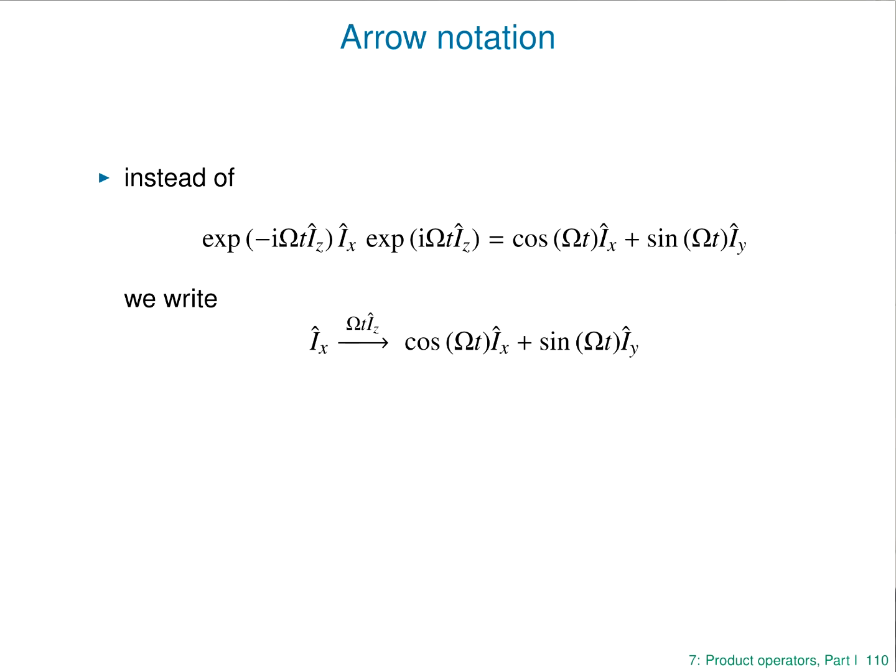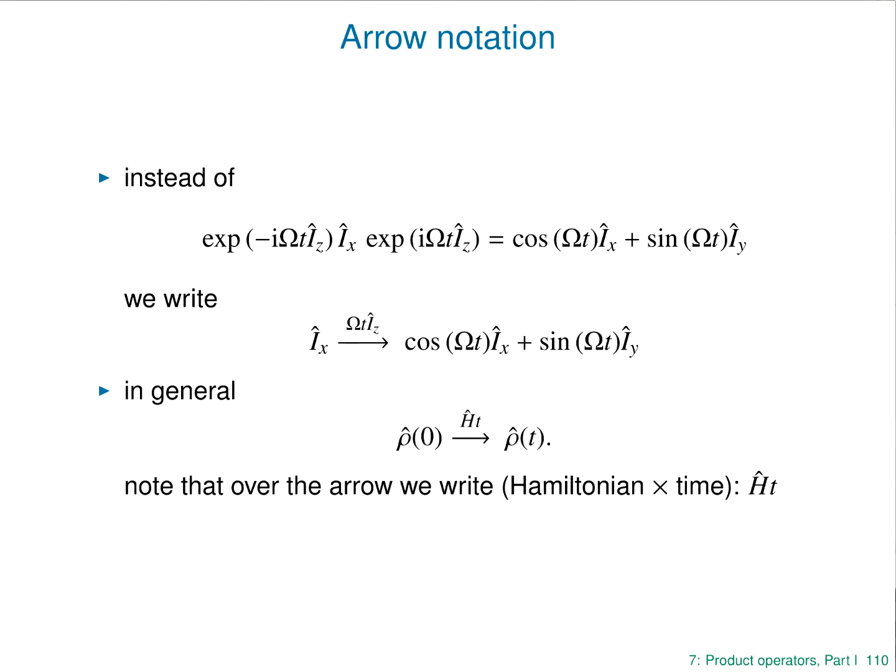And if you want to think of it in very general terms, the thing on the left of the arrow is a density operator at time 0. The thing on the right of the arrow is the density operator at time t, and the thing written over the arrow is the Hamiltonian times time. That's just a notation, but that's commonly used in this theory. So over the arrow is the Hamiltonian times time. It's common to forget the time factor.